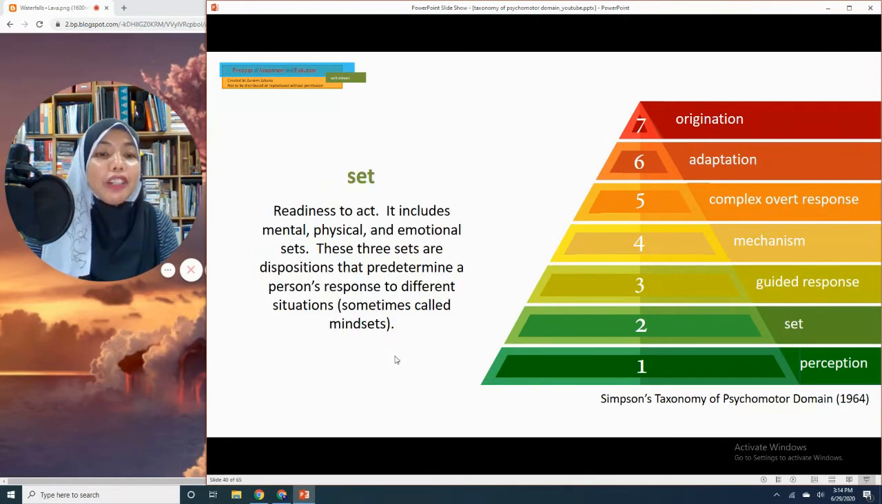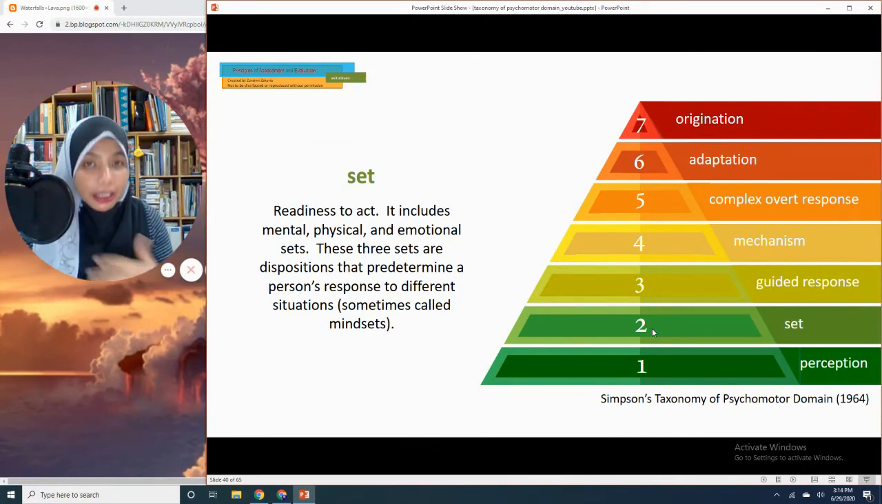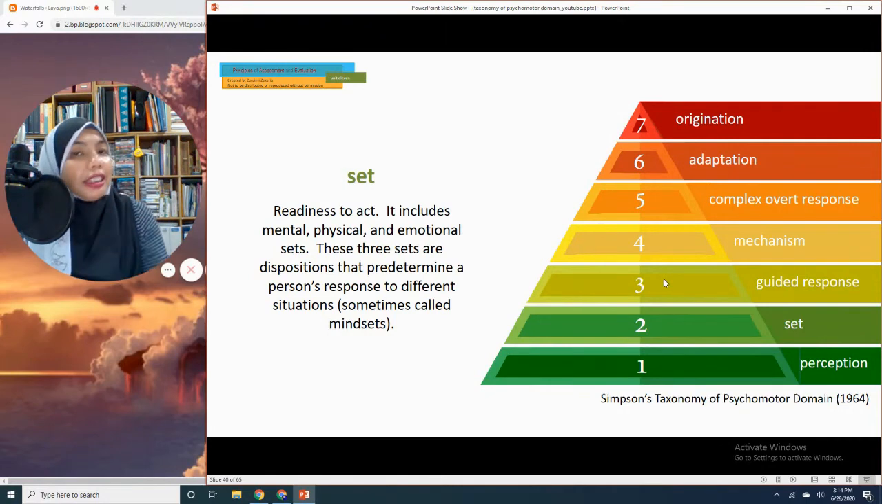So these are just perception, getting ready. Okay, and then you move on to set. So set basically is the transition period from perception to guided response. So guided response is when you actually teach the skills. This is similar to imitation in Dave's stage, but before they embark on learning these skills, they need to be in the right mindset to do that.